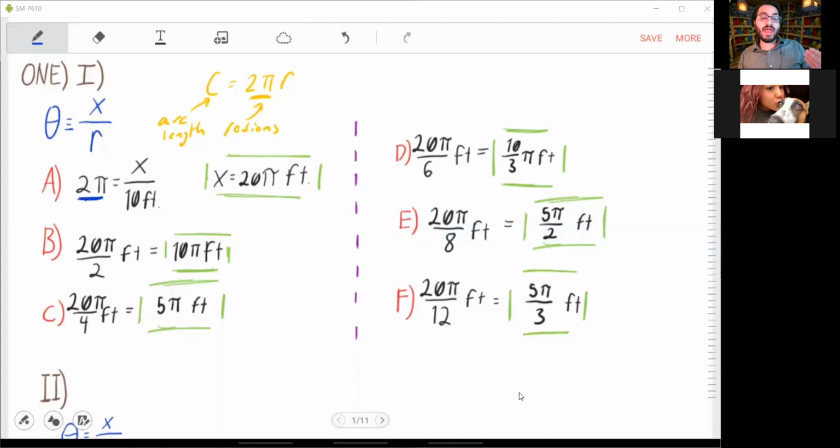If we're talking about half of the circle, we're talking about half the circumference, a quarter of the circle, a sixth of the circle, an eighth of the circle, and a 12th of a circle. And so with that being said, I think that is the straightforward response to it. Of course, if there are any questions, please don't hesitate to ask.